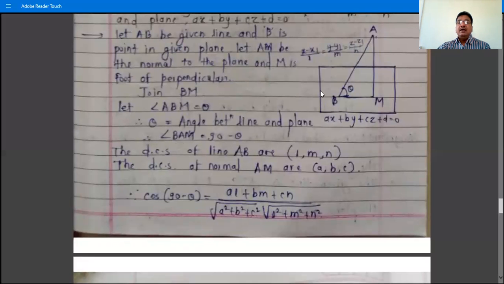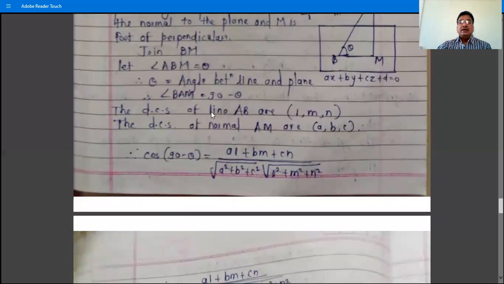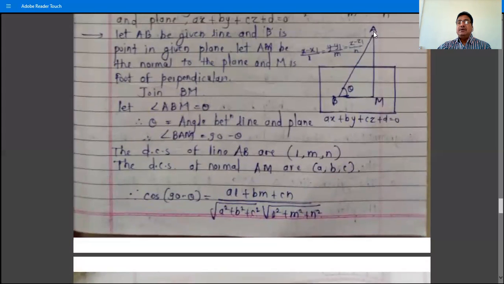So therefore angle BAM is what? This angle M is 90 degrees. So this is theta, means this angle BAM is 90 minus theta, because addition of all these three angles is 180. Then the direction cosines of line AB are, direction cosines or direction ratios, right? Direction cosines are in bracket, direction ratios of line AB.